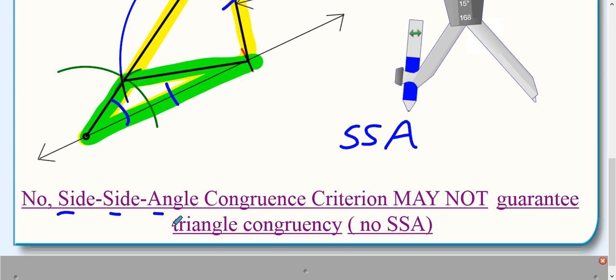So, SSA, even the other way, if you put the A first, it doesn't work. No matter what. 2 sides and the angle not in between does not work.